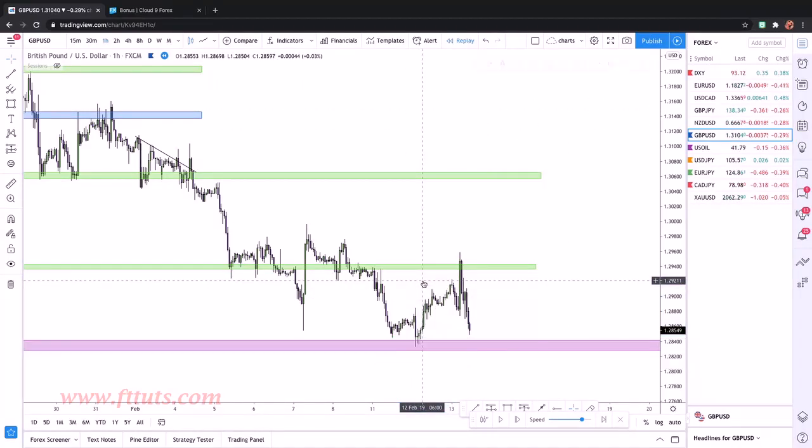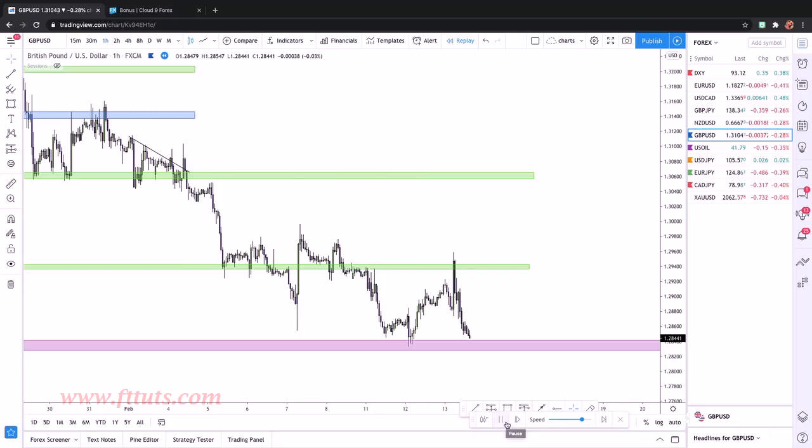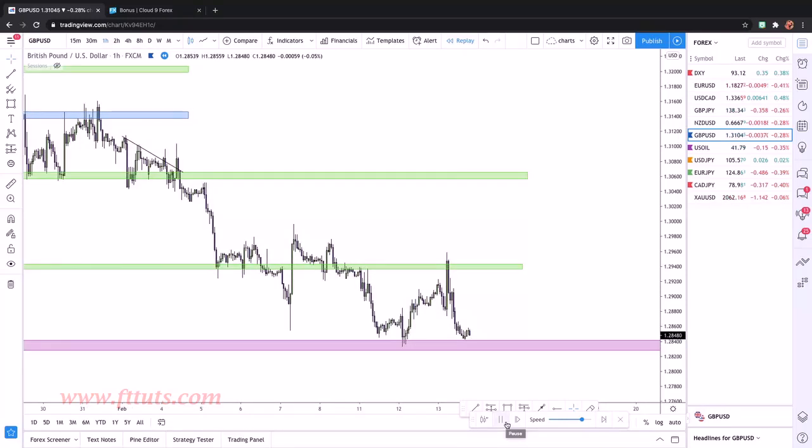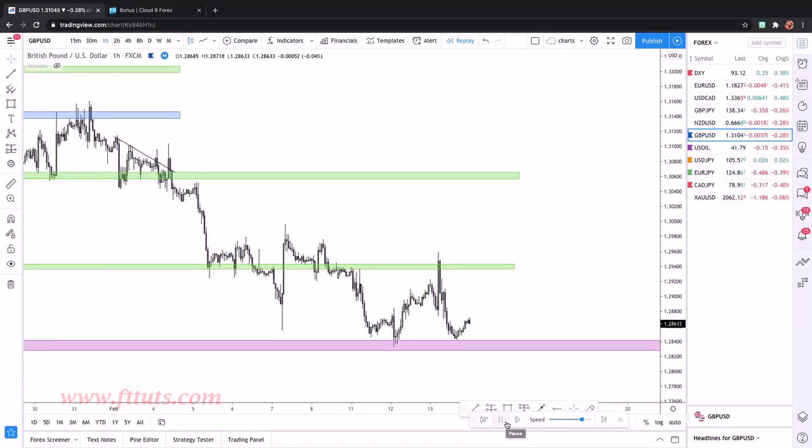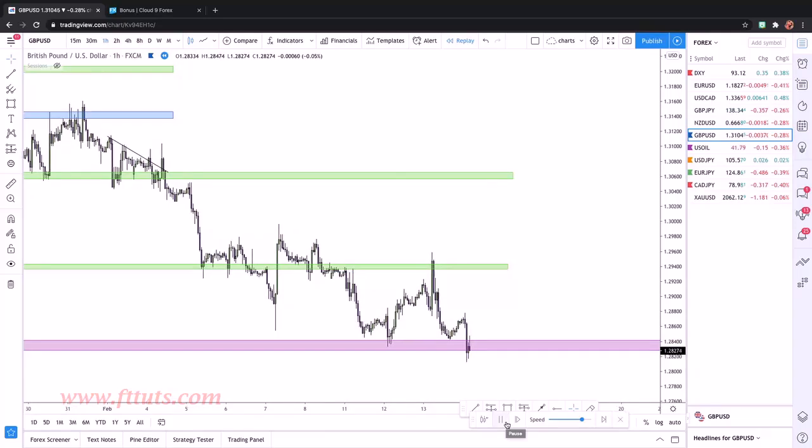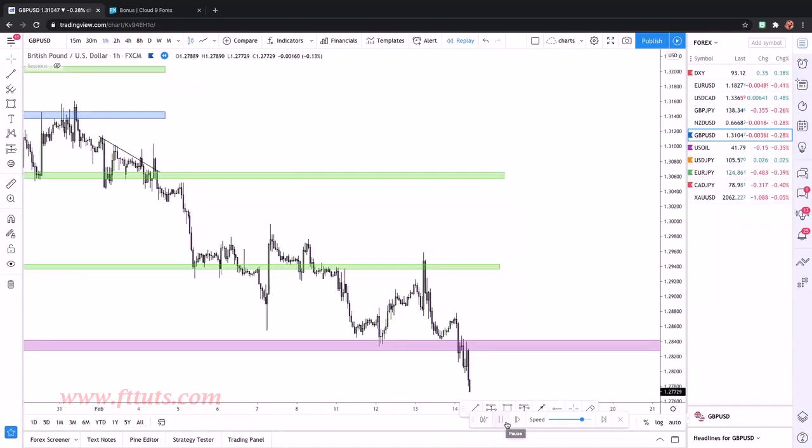So what ends up happening is it rejects that 129.4, then comes back down to test. So let's see if it respects. Let's see if it makes a double bottom. Okay, so it's trying to break below the zone.